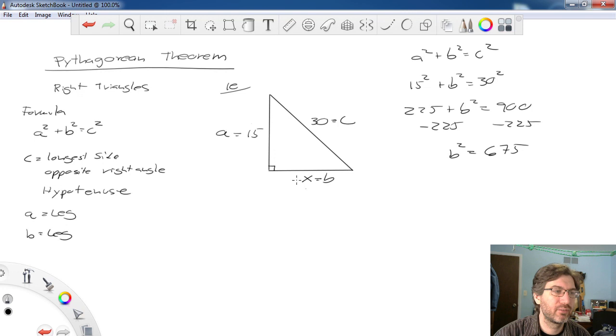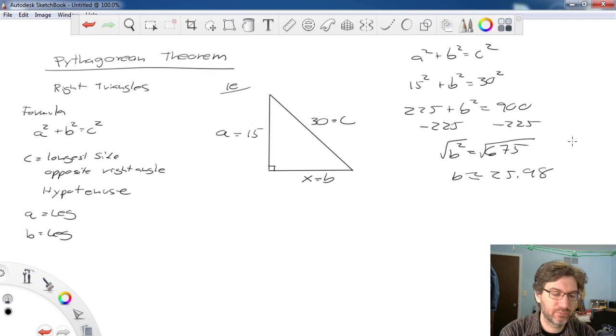Now keep in mind this is b squared, not b. So this distance here is b, not b squared. So you actually have to solve for b squared as well. We're going to take the square root at the end. And that's going to be b equals whatever the square root of 675 is. We're getting an approximation of 25.98, somewhere around there. You can sit there and find your perfect squares out of that.